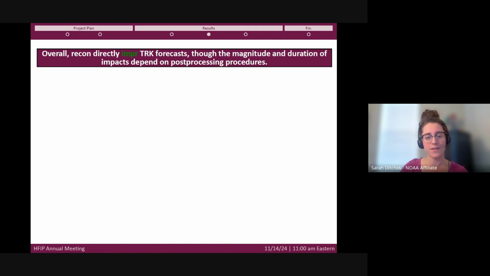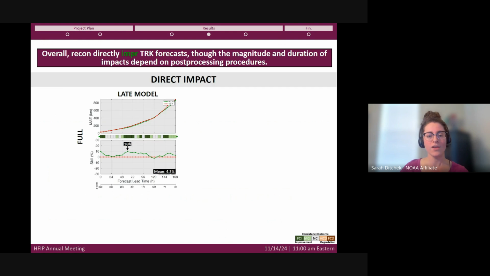Next. So what you're seeing here is mean absolute error, or MAE, on top, the associated MAE skill on the bottom, and the consistency metric in the middle. The green line is the all R experiment with Recon. The red line is the no R experiment without Recon. And skill is with respect to a no R baseline, and the x-axis is your forecast lead time. So you can see here how Recon directly improved late model track forecasts in all R by 4.3% on average and up to 10%, with at least marginal consistency at all lead times. Next.